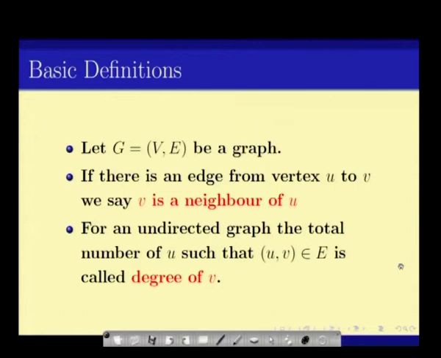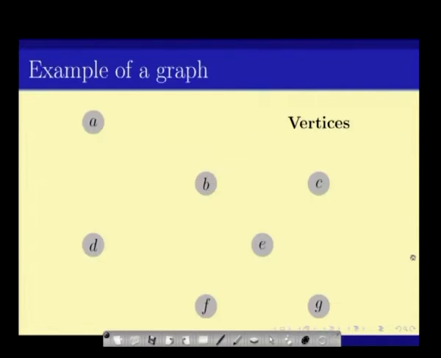For every vertex v, if there exists an edge from u to v, then we say v is a neighbor of u, or v is adjacent to u, and the total number of neighbors of u is known as the degree of u. So, here is an example. We have a set of vertices which we represent as circles in this plane, and the edges are represented as lines between the corresponding two vertices.